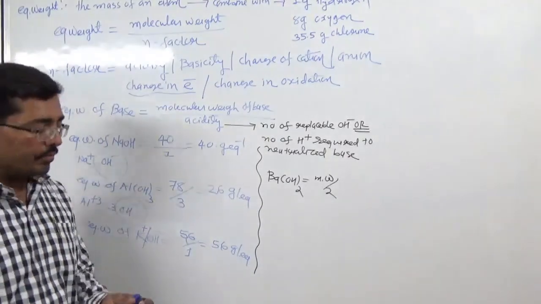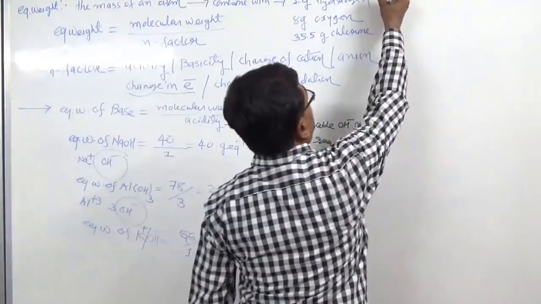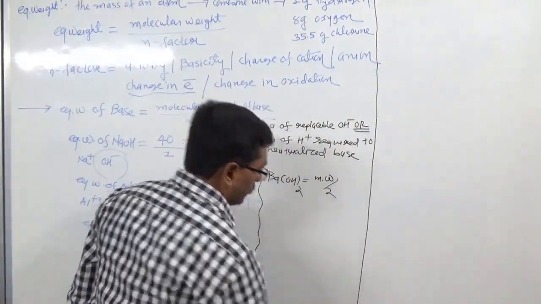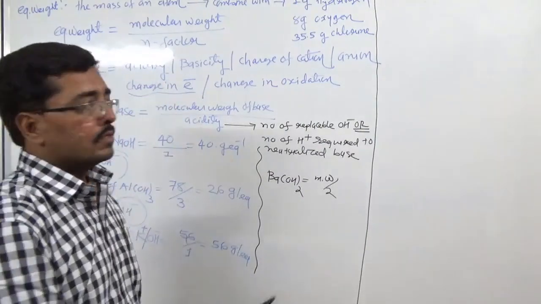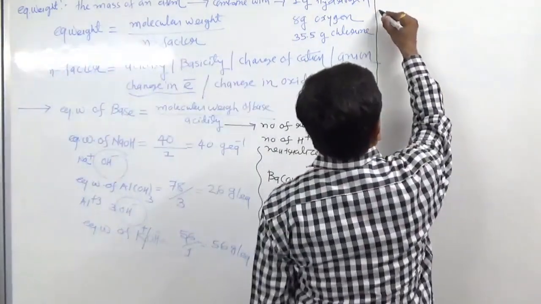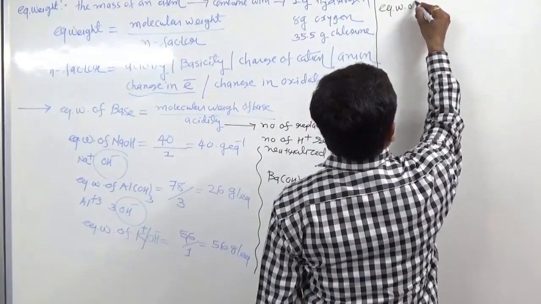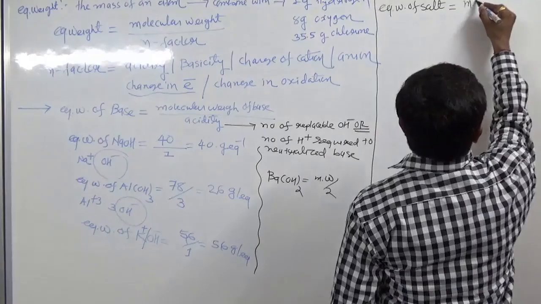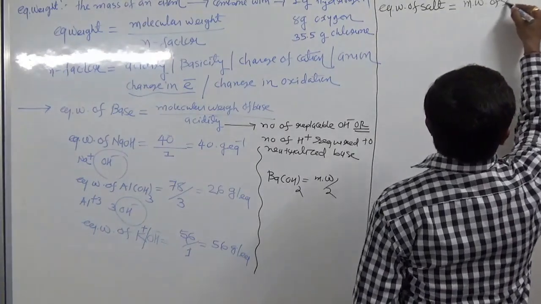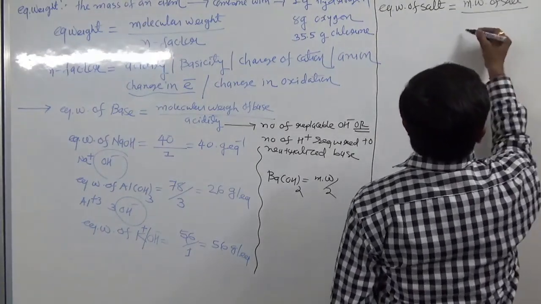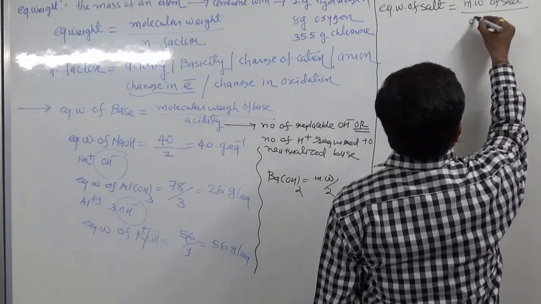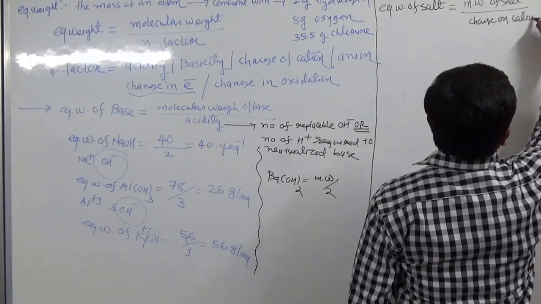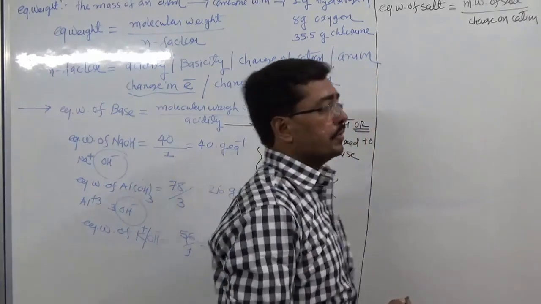Suppose we want to find the equivalent weight of different types of salt. Then we can use this formula: molecular weight of salt divided by the charge on cation, or the charge on anion. This total charge we have to write.